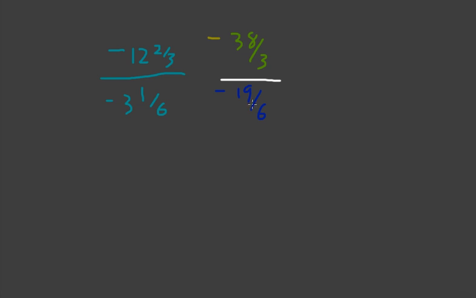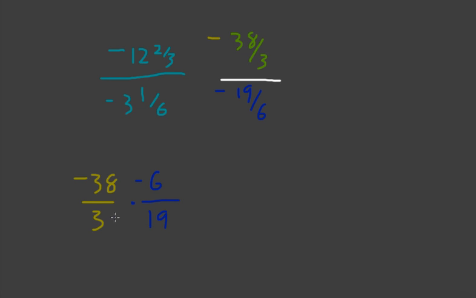Now, we're dividing by this right here. So when we divide a fraction, we're actually going to flip it over, which is called finding the reciprocal, and then we're going to multiply this reciprocal to that. So let's redo this. So -38/3 multiplied by 6/19. Okay, and this negative.